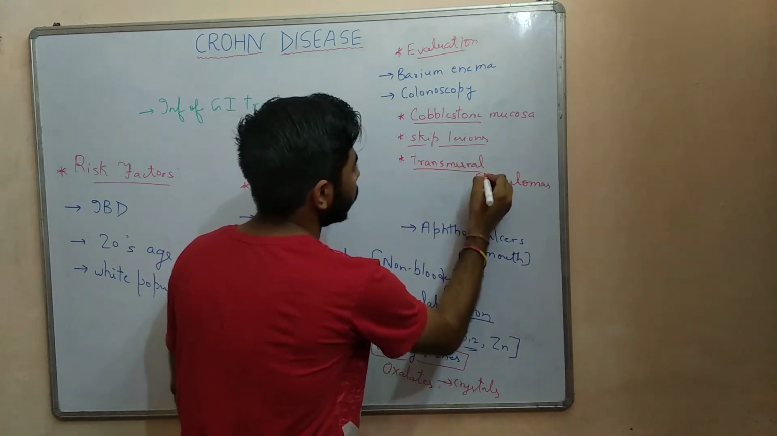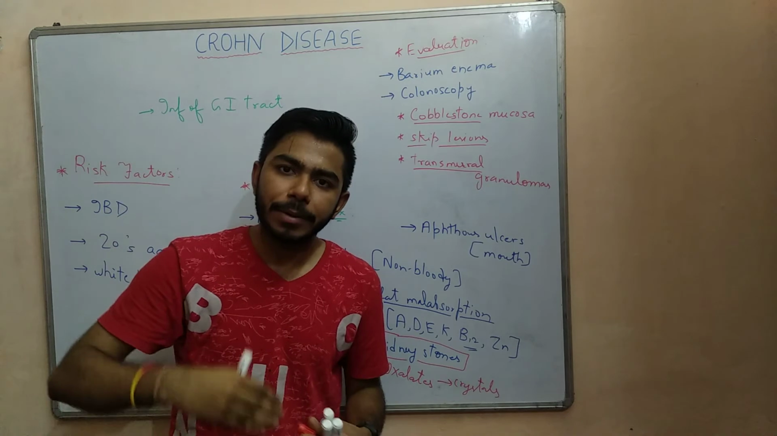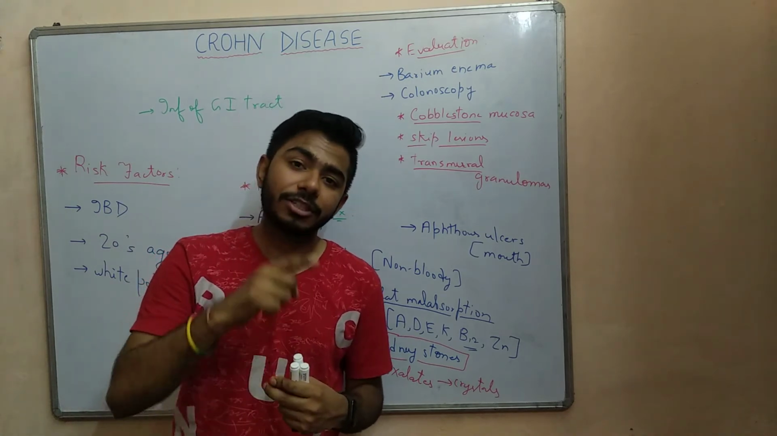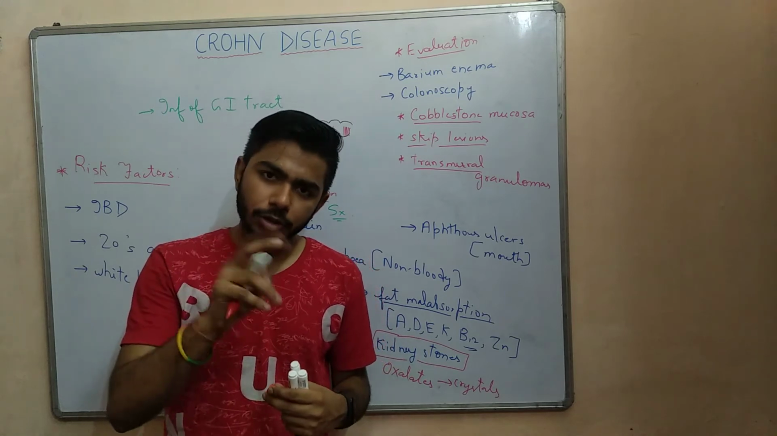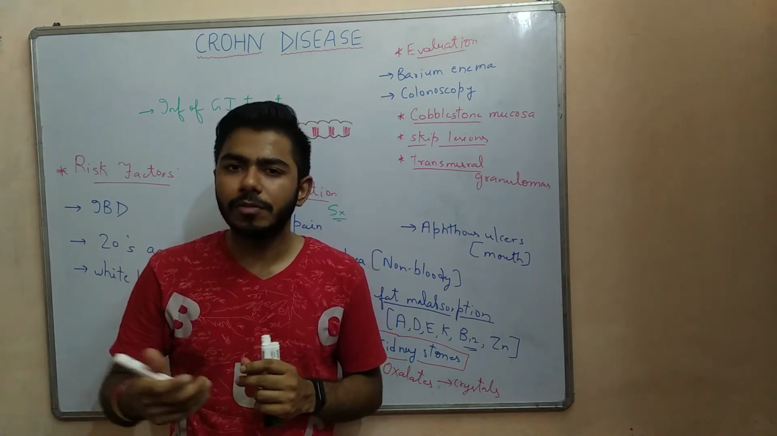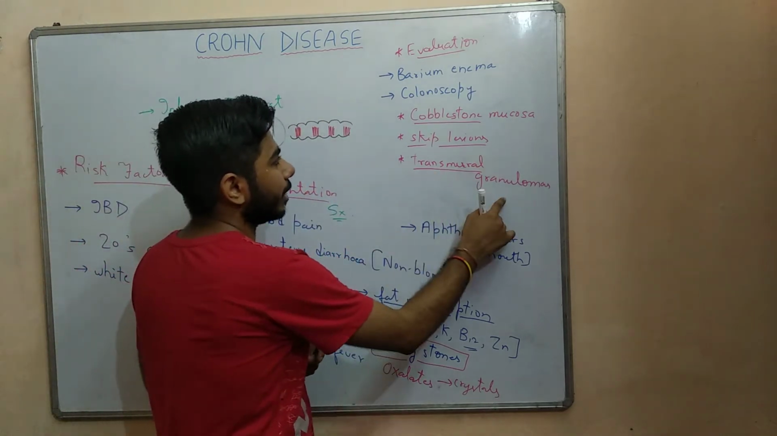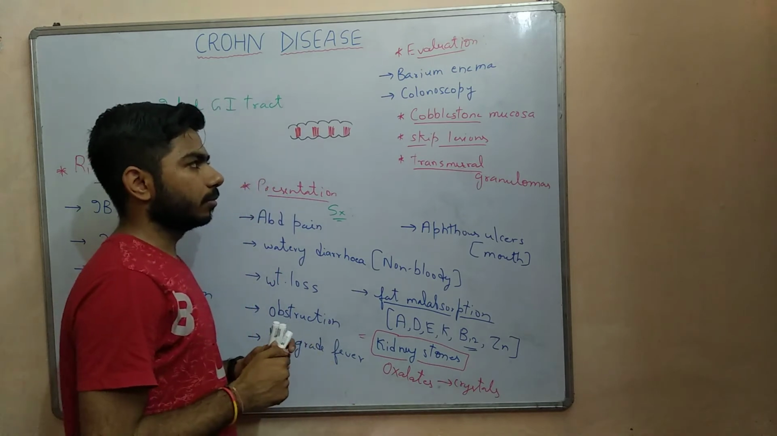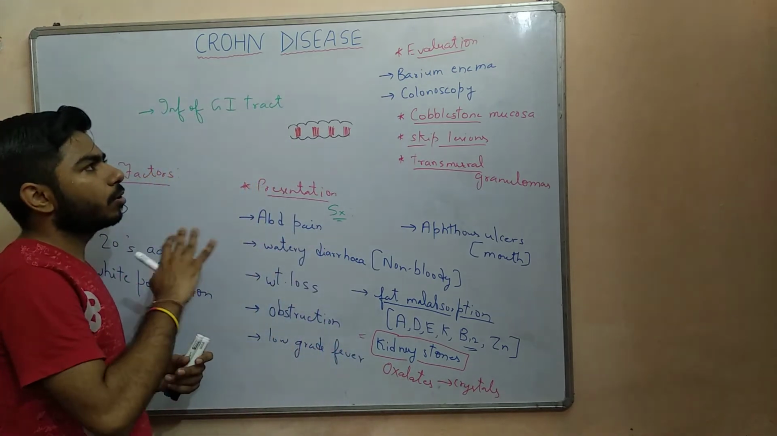Now, what does transmural mean? Transmural means all the layers of the intestine can be involved in Crohn's disease, whereas in ulcerative colitis, all the layers generally are not involved. That is also a good differentiating factor between Crohn's disease and ulcerative colitis. In the next video, I will be talking about ulcerative colitis as well. So transmural granulomas can be seen with the help of colonoscopy in Crohn's disease. Okay, so that is about the evaluation.